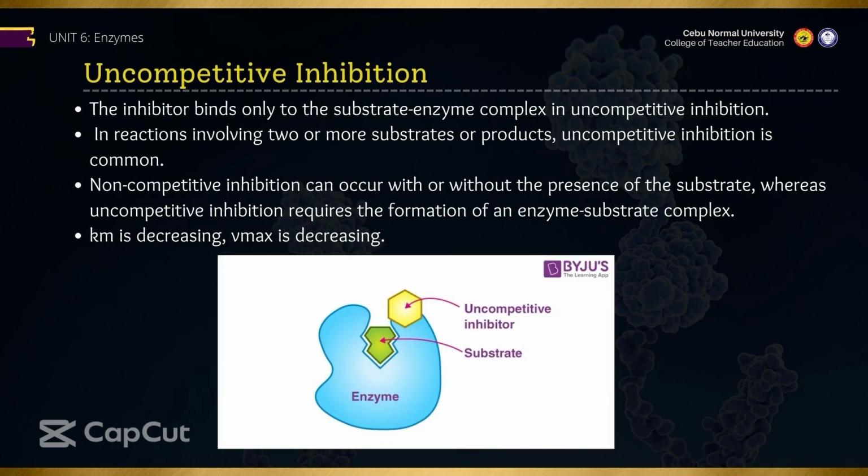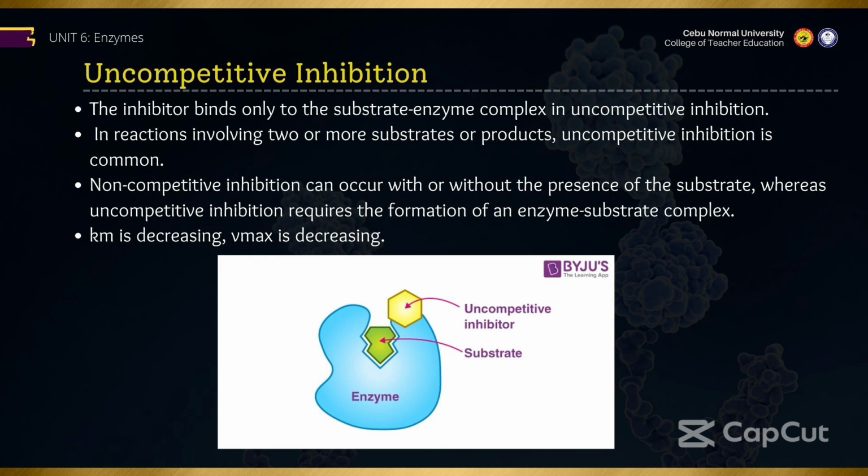So moving forward to the third, it is the uncompetitive inhibition. In this inhibition, it binds only to the enzyme substrate complex. In reactions involving two or more substrates or products, uncompetitive inhibition is common. Non-competitive inhibition can occur with or without the presence of the substrate, whereas uncompetitive inhibition requires the formation of an enzyme substrate complex.